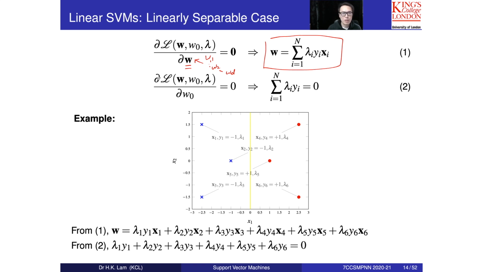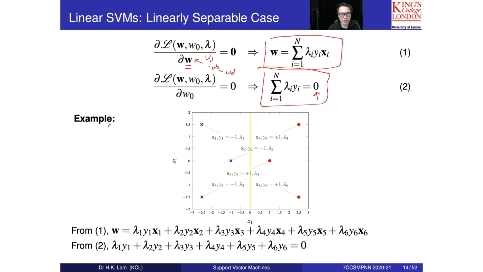The same for partial L, partial W naught. We find out that we need to satisfy this condition. If we are going to maximize the cost with respect to W naught, the multiplication of lambda I times yi, the label, all together is 0. So we have to satisfy 1 and 2.